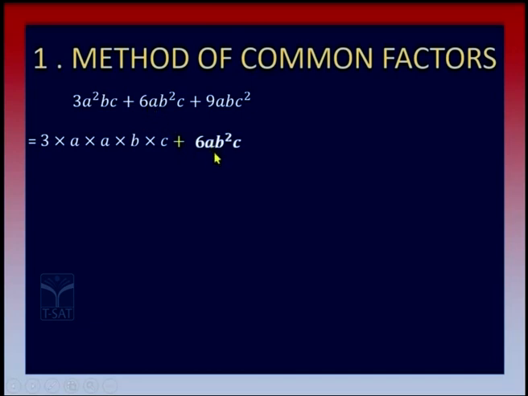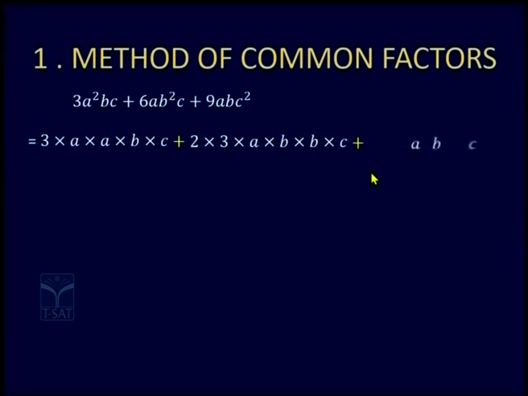Likewise, the second term 6ab square c, how can you write this as the product of irreducible factors? 6 can also be split like this, 2 into 3 into a into b into c. You observe here 2 into 3 is 6, a, b into b is b square and c. Similarly, the third term 9abc square can also be split as 3 into 3, because 9 can be split as 3 into 3, a into b into c square, and that c square is written as c into c.